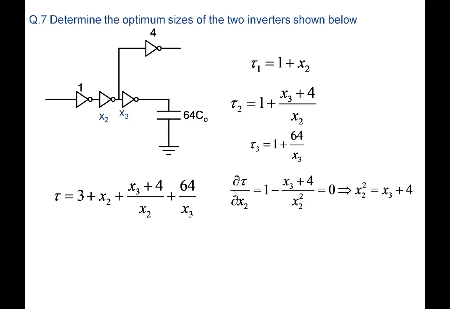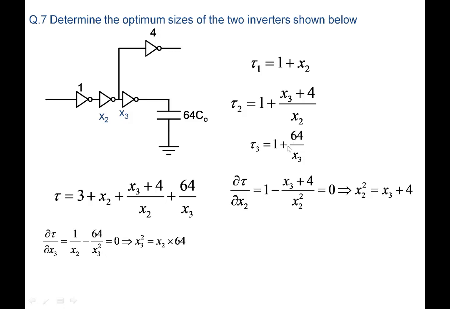So again we take the derivatives, del tau by del x2 equal to 0, you get some equation, del tau by del x3 equal to 0, you get some equation. Is it 64 by x3 plus 4, or x? No, the input of that particular gate, that's it. The input capacitance of this gate. So 64 by x3. This is the total load capacitance of this particular gate, which is x3 plus 4, divided by the input capacitance here, which is x2.